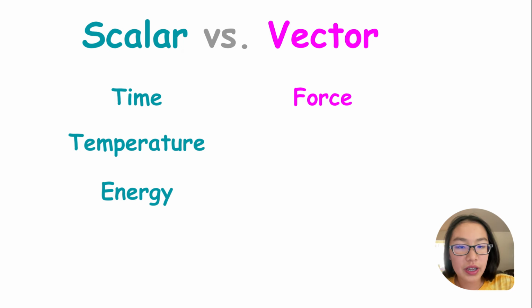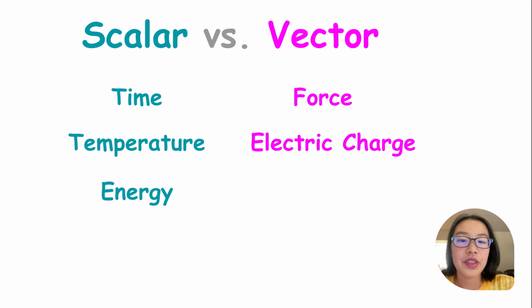Some examples of vector quantities are force and electric charge. They are considered different quantities if either the magnitude or the direction is different. For instance, the effect of a force pushing from the right is different from pushing from the left, even if the magnitude of the force is the same. This difference in direction affects the outcome of the force, illustrating the vector nature of physical quantities.